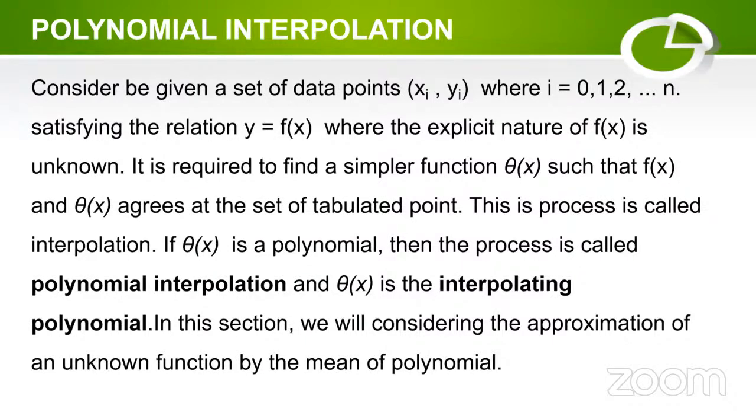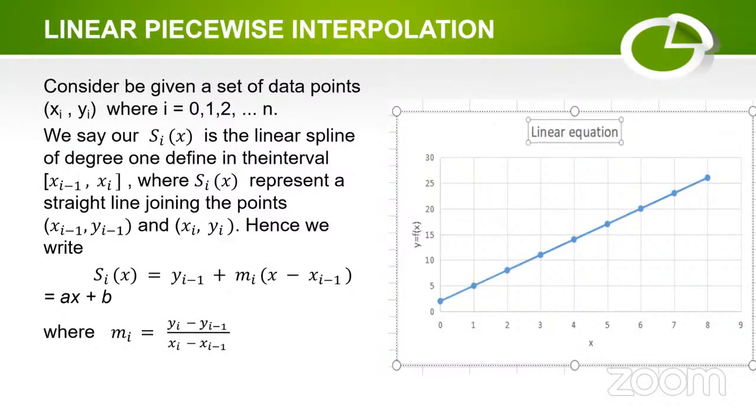A polynomial can be of any degree: degree 1, degree 2, degree 3. And that theta of s is also called the interpolated polynomial. As we go on, we'll be considering the approximation of that unknown function by means of a polynomial. This brings us to one method of interpolation: linear piecewise interpolation.